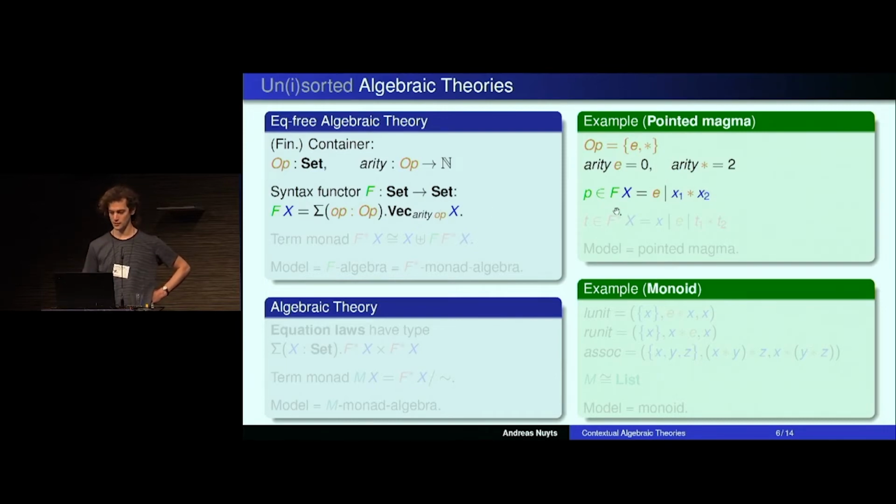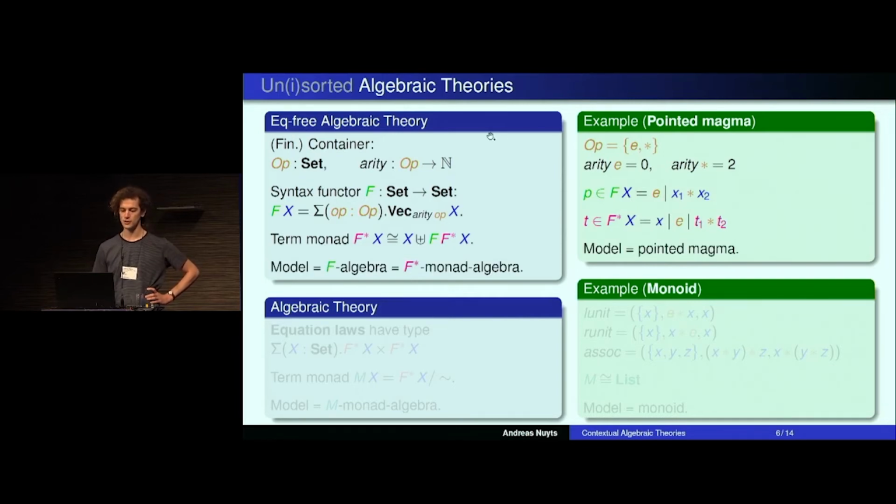So the elements are either the neutral element with 0 subterms or multiplication of 2 things in X. Then we can take the free monad over this, which is essentially the term monad. So its elements are either a neutral element or a multiplication whose subterms are again in the monad, or a variable from the set X that you apply the monad to.